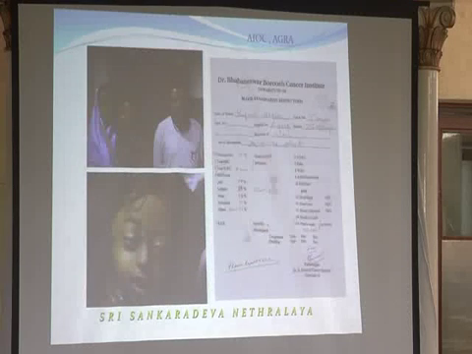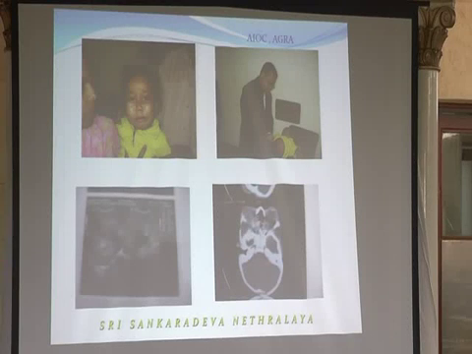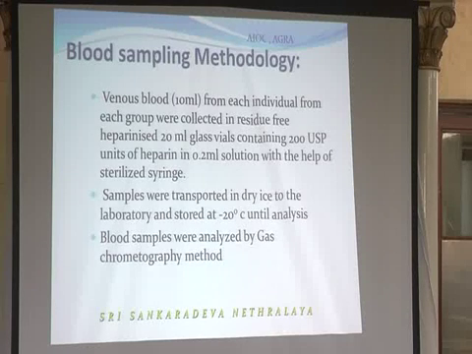These are some of the patients with malignancy, confirmed by bone marrow biopsy or other means. All other investigations are the routine investigations for these standard cases of tumor, with radiological, pathological and bone marrow diagnosis. The main part is the blood sampling methodology: venous blood, 10 ml, in some cases maybe 6 to 8 ml considering the health of the patient, but ideally 10 ml, in 20 ml glass vials with 0.2 ml heparin. It was stored at minus 20 degrees centigrade. Ultimately, it was sent to a nearby institute for analysis.